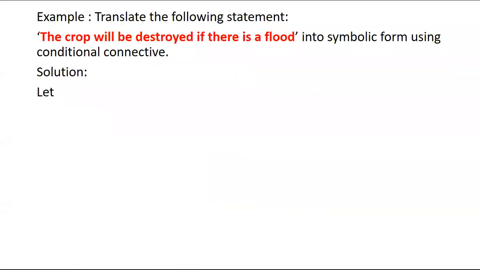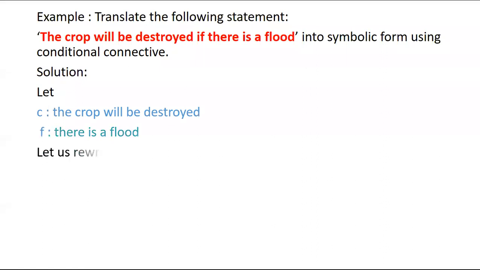So, translate the following into symbolic form: The crop will be destroyed if there is a flood. First of all, you need to identify how many statements are there in this. Two statements. First one is the crop will be destroyed. That is the first statement. Second statement is there is a flood.